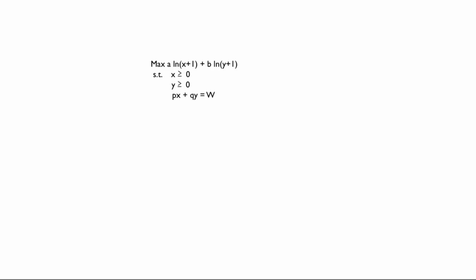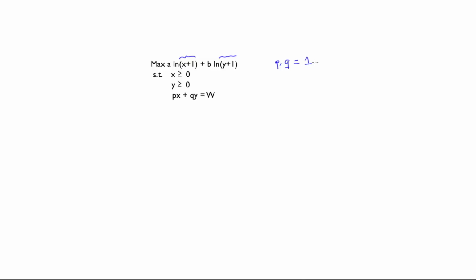To illustrate the case in which corner solutions can arise, consider a version of the problem that is almost identical to the one that we studied in the previous example, except that now it is the logarithm of x plus 1 and y plus 1 instead of the logarithm of x and y. We're also going to assume, just to simplify the explanation of this case, that P and Q are equal to 1, unitary prices in both cases.